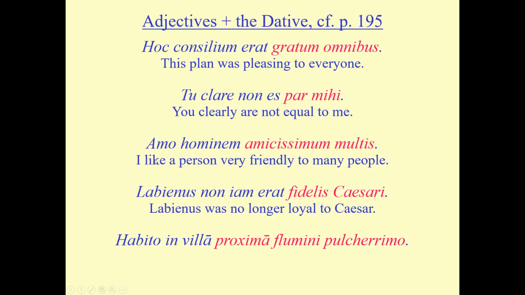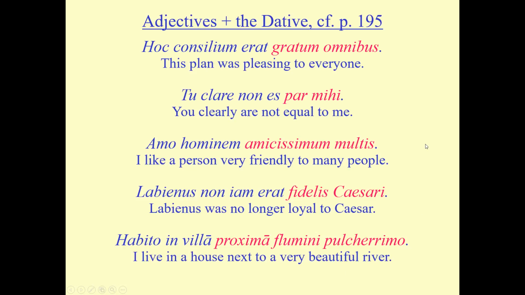Habito in villa proxima flumini pulcherrimo. This is the word proxima, which we learned yesterday, which means next to or nearest. So I live in a farmhouse next to a very beautiful river, right? Next to something takes the dative. So that's why flumini is dative. This is also dative modifying the river, okay?